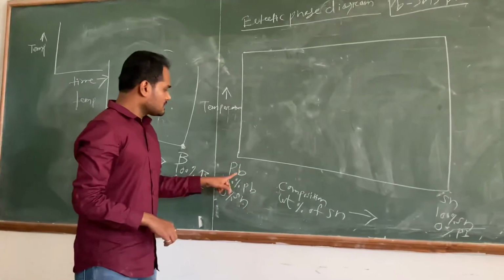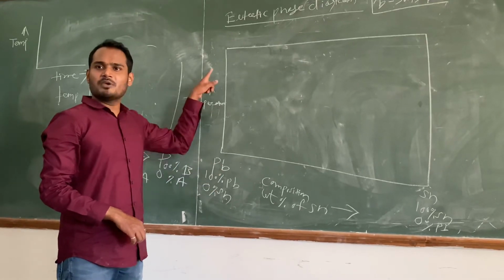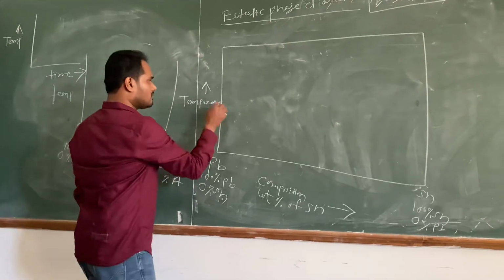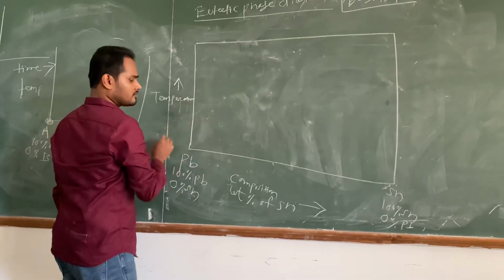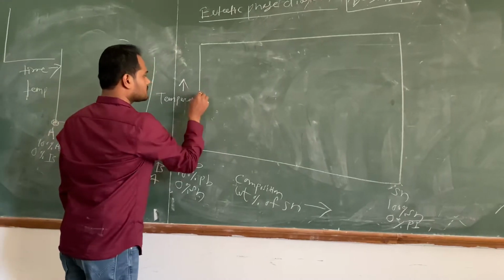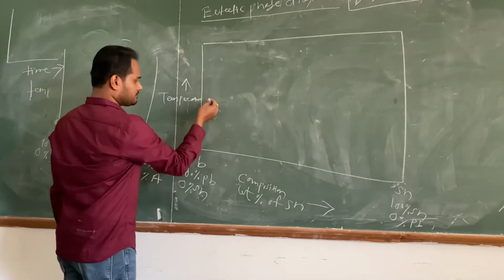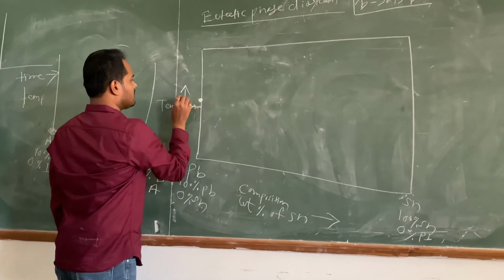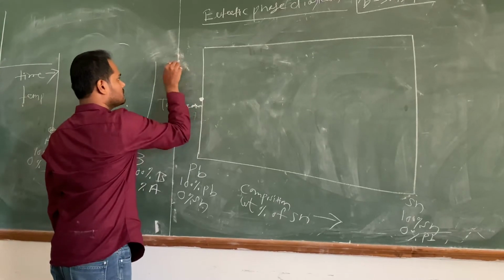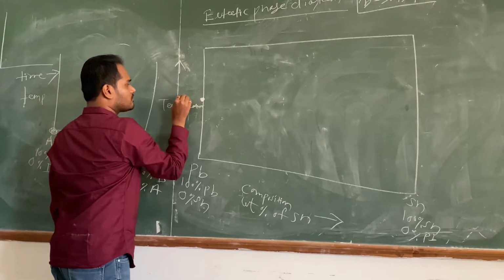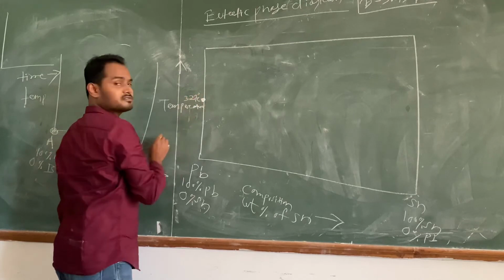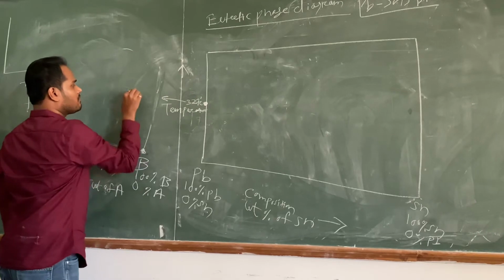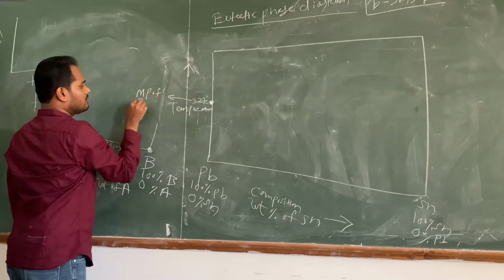So here you understand. Suppose I have pure lead. Pure lead has a melting point. Above that it is liquid, below that it is solid. So how much is the melting point of lead? 327, right? So I am mentioning this temperature here: 327 degrees centigrade. This is the MP, melting point of lead.